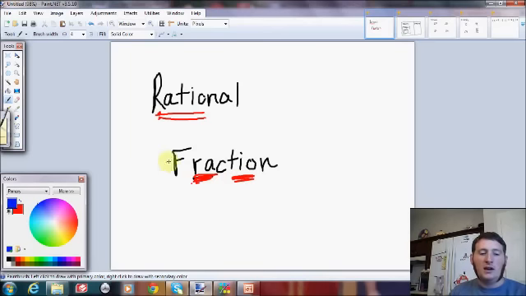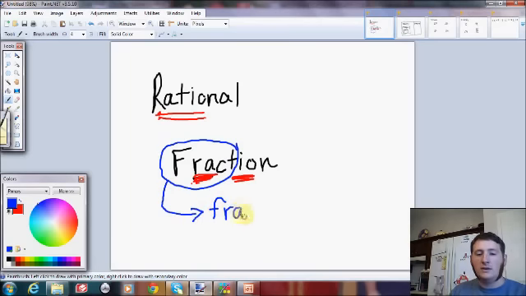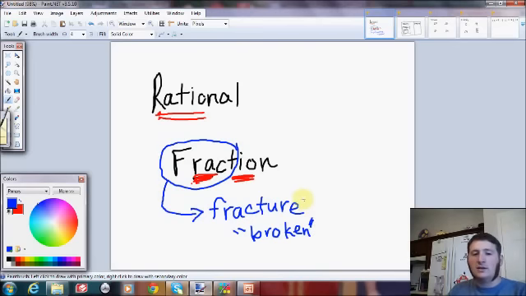And even better, the word that's kind of most related to fraction that you might actually have heard on a regular basis is fracture. And you probably know that a fracture is just a fancy word for broken. And so what we have is that the rational numbers are numbers that have been broken up into smaller pieces, fractions and decimals.